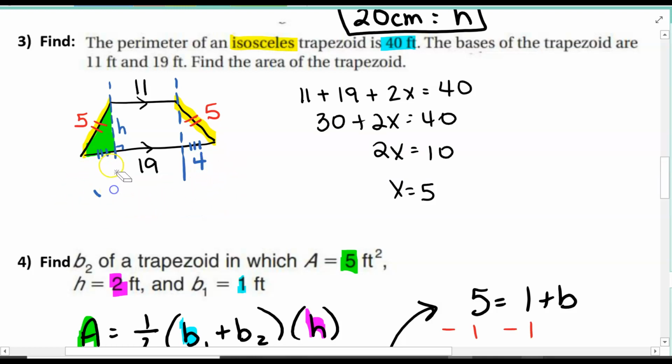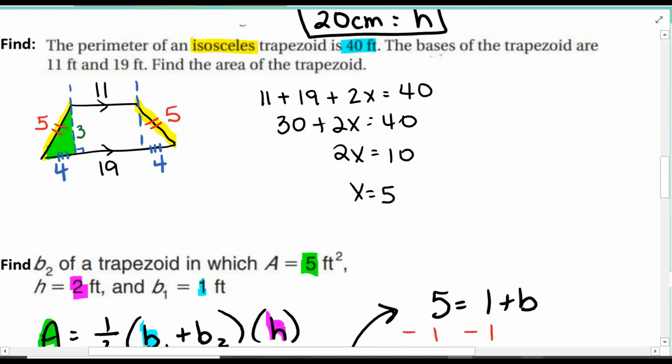If each of those is worth 4, I just want to get rid of these extra lines here. If that little piece is worth 4, I can either remember my Pythagorean triples in order to figure out the height, or I can do the Pythagorean theorem. Either way, I'm going to find that my height is not 5, my height is 3. So once I have a height of 3, I can figure out the area.